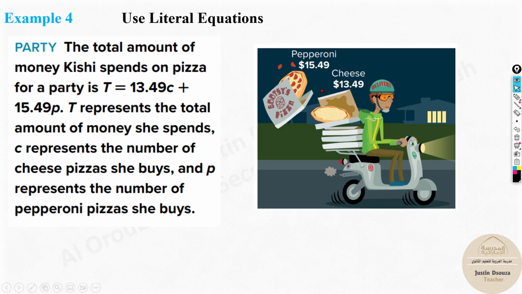Now then we have one more real world problem here about pizzas. The total amount of money Kishi spends on pizza for a party is T equals 13.49 C plus 15.49 P. T represents the total amount of money she spends. Okay, this T is the total amount of money which can be spent to buy pizzas. And C represents the number of cheese pizzas she buys, and P represents the number of pepperoni pizzas she buys. Okay, there are two pizzas, that is cheese and pepperoni, and they have given the amount of each one. The cheese one is 13.49 C, pepperoni is 15.49 P.